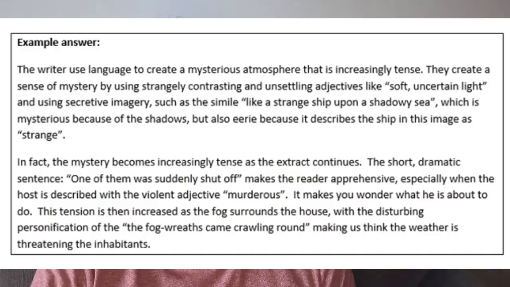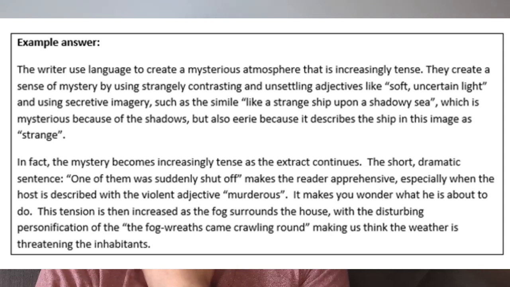Okay, we start off with the sentence which sums up our big ideas and gives an overall sense of the answer. Overall senses of the answer are really key to getting those top level marks, making it sophisticated and perceptive. So the writer uses language to create a mysterious atmosphere that is increasingly tense. So not just mysterious, not just the kind of clear this idea, but it's this and also this, right? Mysterious and increasingly tense.